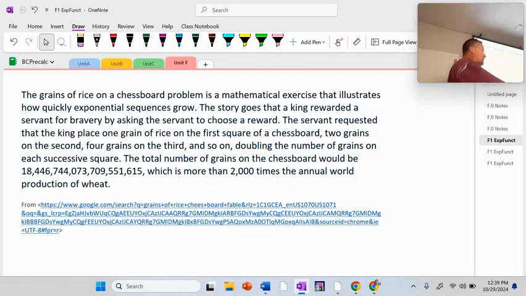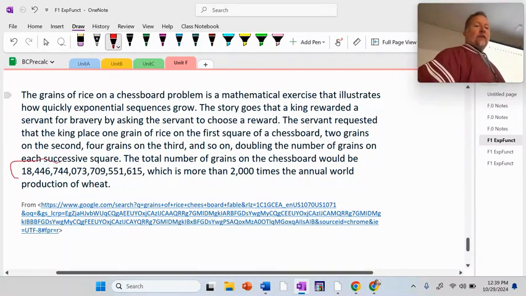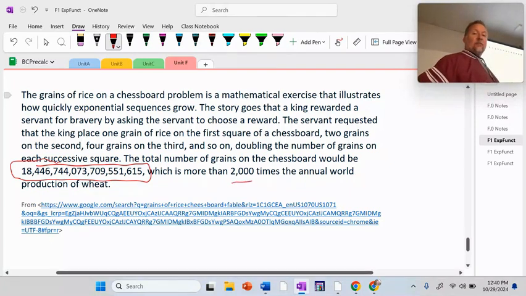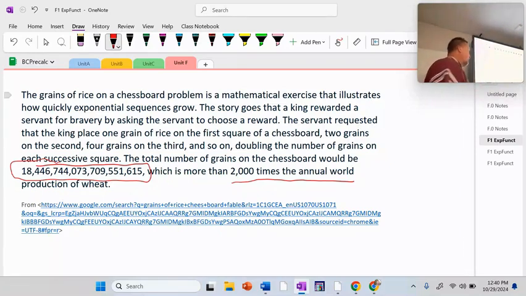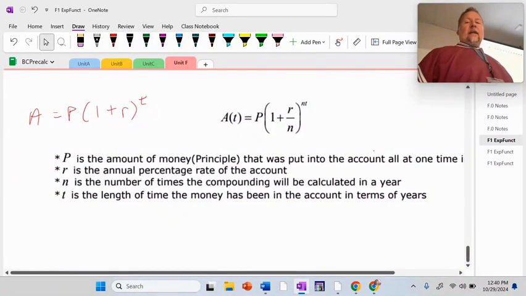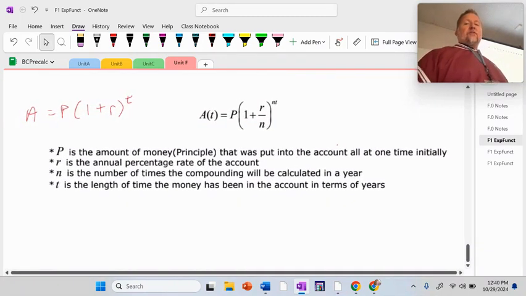So, chessboard. First checker on the first square on the chessboard, 1 grain of rice. Then 2, then double it 4, then double it 8. How many grains of rice will you have when you're done? Look at that number. Now, rice is very small, but still that number of rice would probably be as large as the whole world. Or look at what they say, that's more than 2,000 times the annual output production of wheat. So that's the amazing thing about exponential growth.